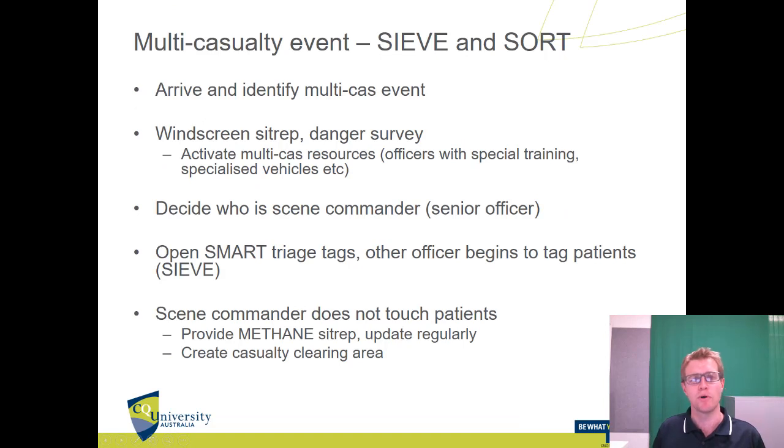So when you arrive at a multi-casualty event, as an on-road officer, you're just going to have to worry about sieve and sort. And these are just the ways to initially tag patients and then to initially decide who's going to go to hospital first.